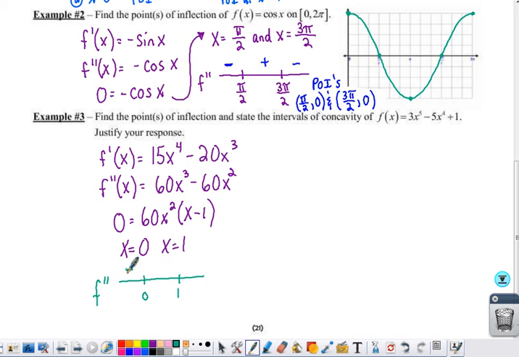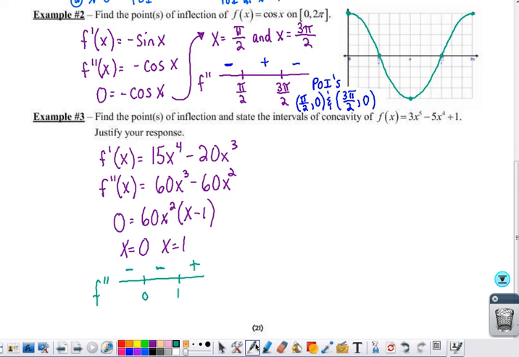If you do the same technique from 0 to 1, take maybe possibly 1/2 and plug it in for f of x, you'll notice that that's a negative value. And then from 1 to infinity, we should have the same sign for f double prime, and that's going to be positive. So I just took positive 2 and plugged it into the original function and got a positive result. So as you can see, we only have one sign change on f double prime, which means you only have one point of inflection.